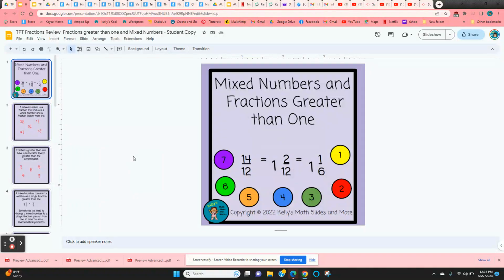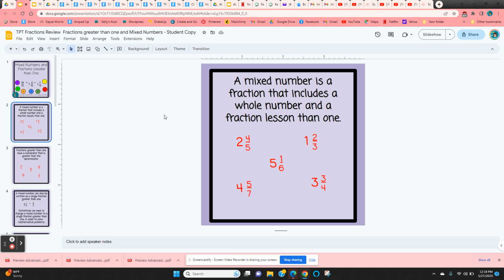Mixed numbers and fractions greater than 1. This is a digital lesson converting between the two. And they're using number chips, so that makes it a lot easier for the students and a lot more fun. So slide 2 just explains to the students what a mixed number is, and they can see what it looks like, a whole number and a fraction less than 1.